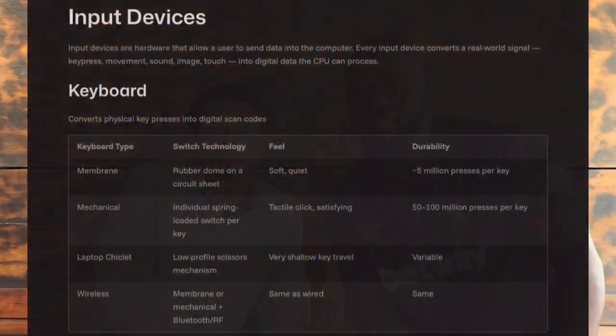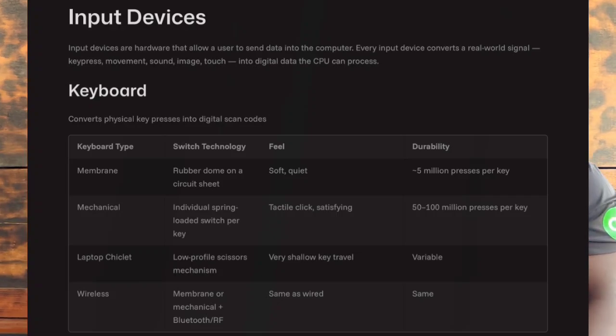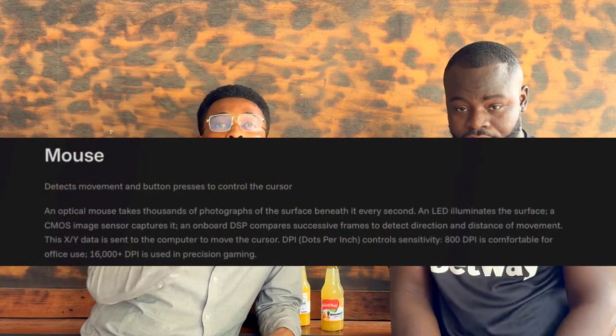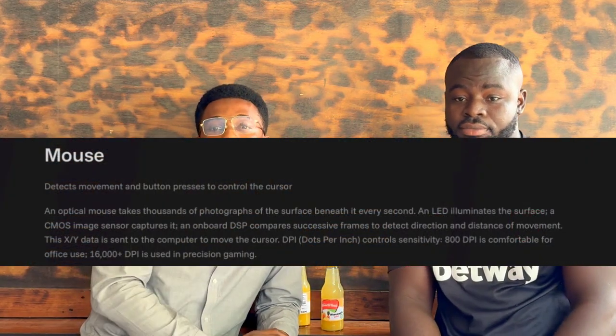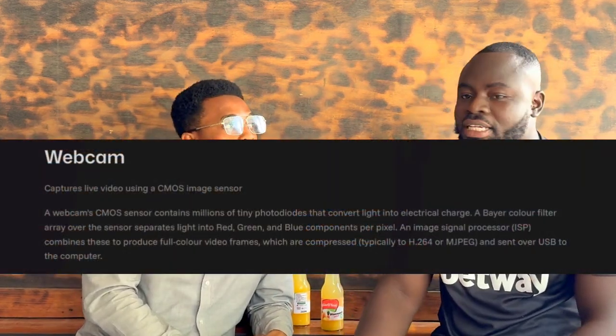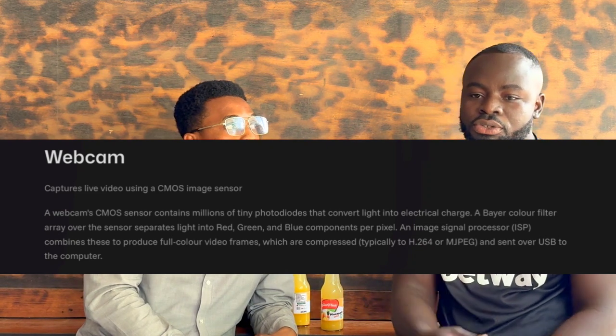Let's go back to input devices for a second. A keyboard, for example, converts keys into digital signals. The mouse uses sensors to detect movement and send data into the computer. So without the mouse you can't control certain things on your computer. Do you know webcams capture light and turn it into video data? Of course, the webcam does that as well.